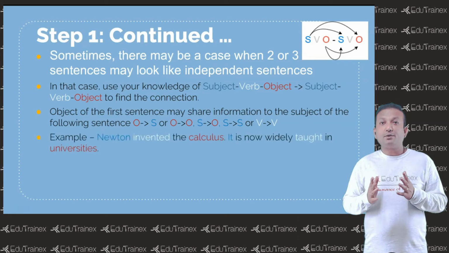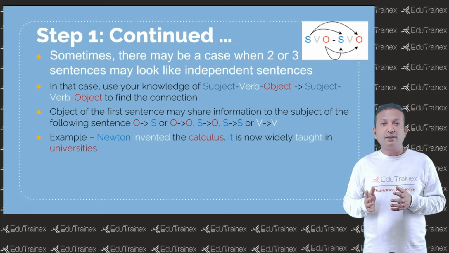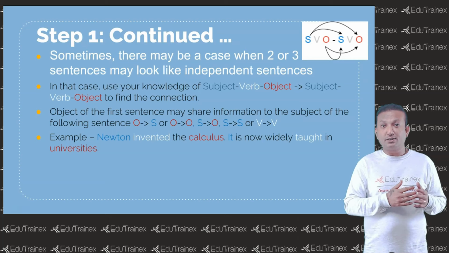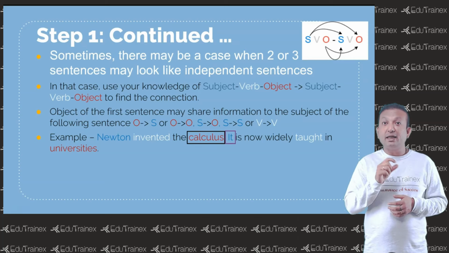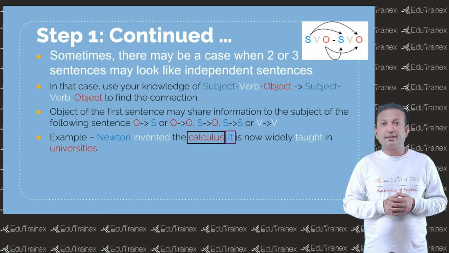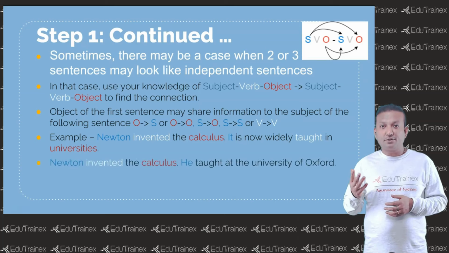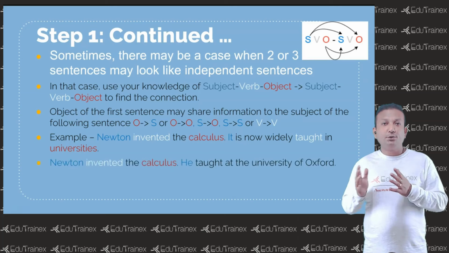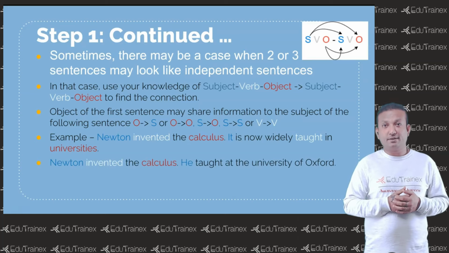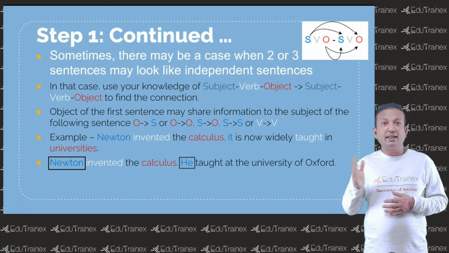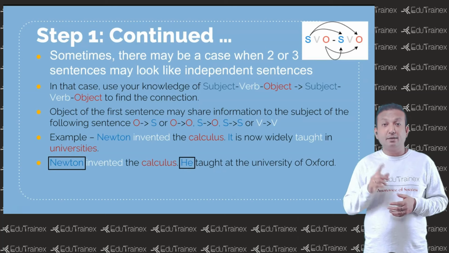Example of object to subject relationship. Newton invented the calculus. It is now widely taught in universities. So calculus is the object in the first sentence, and in the second sentence it is referred to by "it," a pronoun, in the subject. Second example is of subject to subject relationship. Newton invented the calculus. He taught at the University of Oxford. So Newton and "he" in the 2 sentences remain the subject in both of them.